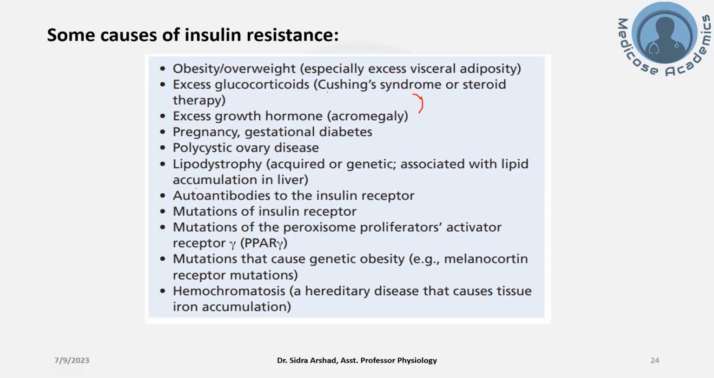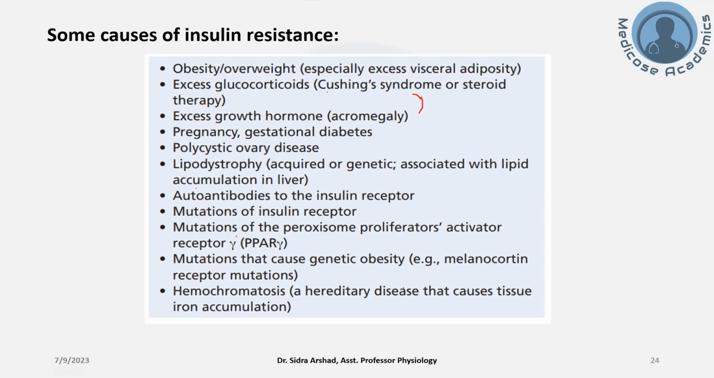Then in certain physiological states, like pregnancy, the glucose levels are high. It can also cause gestational diabetes to develop. Polycystic ovary disease also causes insulin resistance, as do lipodystrophy and autoantibodies to the insulin receptor. It makes sense. Mutations of the insulin receptor and mutations of the peroxisome proliferator-activated receptors are involved in the insulin pathways, as are mutations that cause genetic obesity.